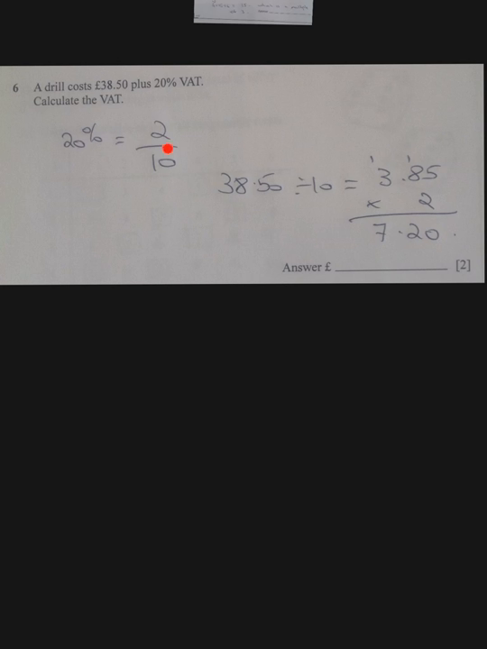Question 6, a standard question about percentages. 20% is 2 over 10. 38.50 divided by 10, remember the decimal moves 1 to give you 3.85. Multiply by that 2 gives you £7.20. So the VAT is £7.20. If they had asked how much would the new price be, you would add the 38.50 plus the 7.20. Okay?